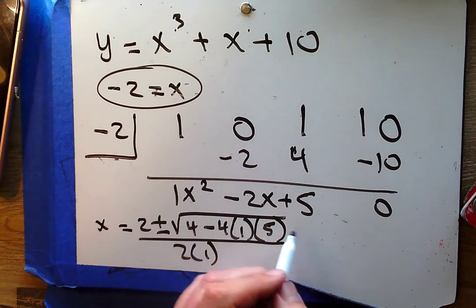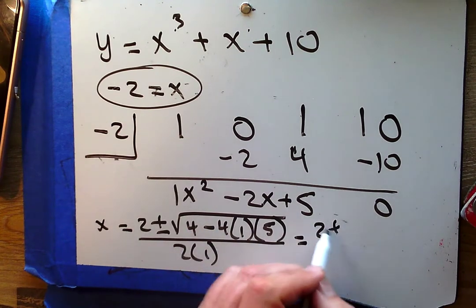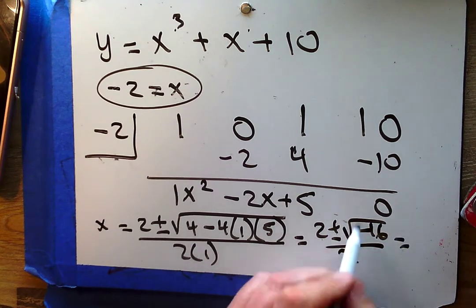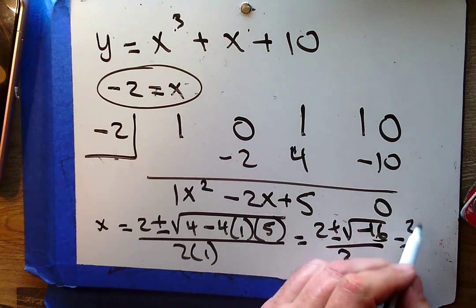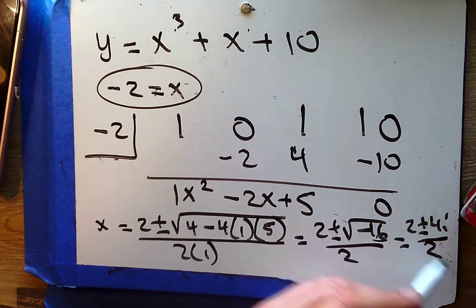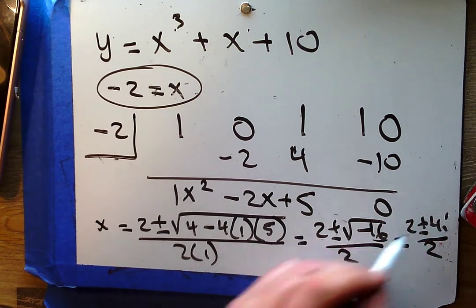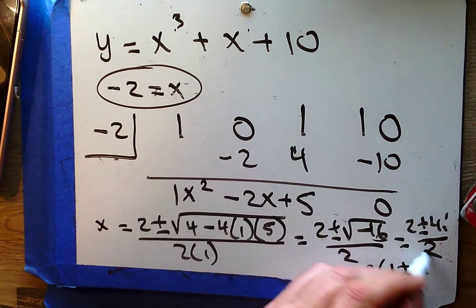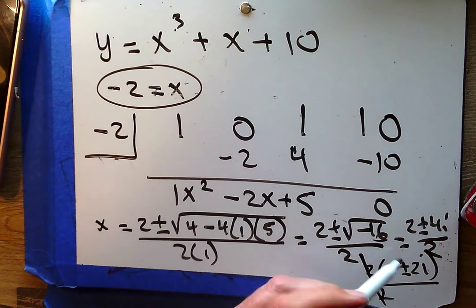There's 20. There's 4 minus 20. So that's going to be 2 plus and minus square root of negative 16 over 2. Ooh, 4i. 2 plus and minus 4i over 2. Pool noodle alert. Remember, you want to factor a 2 out of everything. 1 plus or minus 2i over 2, then we can cancel.